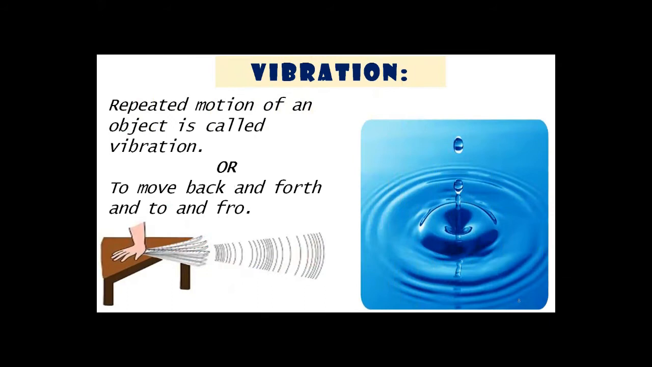The definition of vibration is that the repeated motion of an object is called vibration. Or we can also say that the back and forth, to and fro movement is called vibration. Through this activity, you will understand what vibration is. Place a long plastic ruler over the edge of the table, hold one end of the ruler down on the table, and flick the free end.